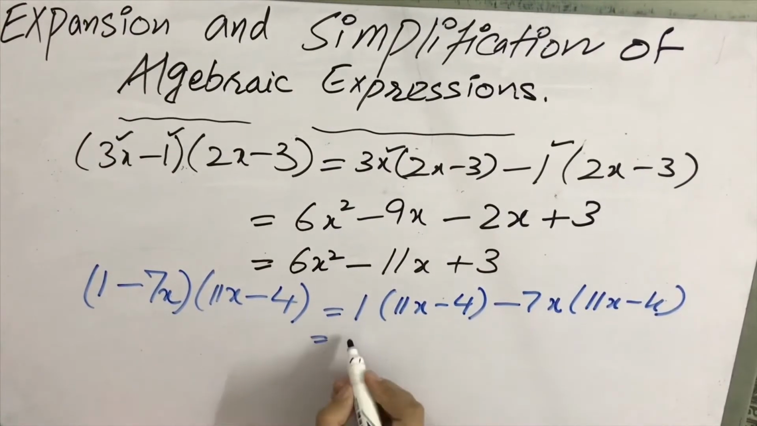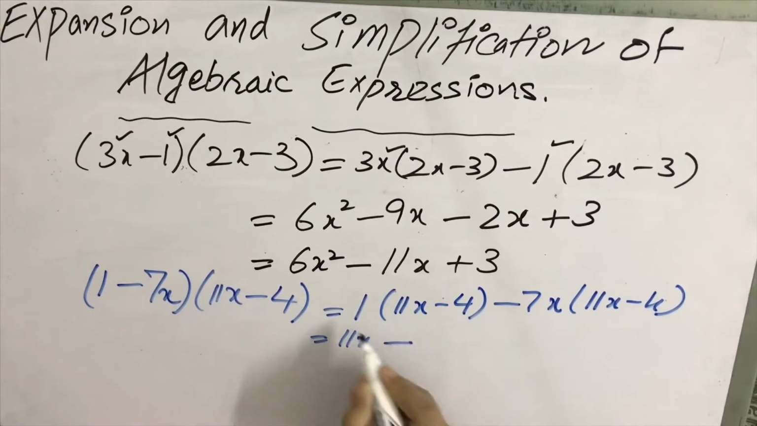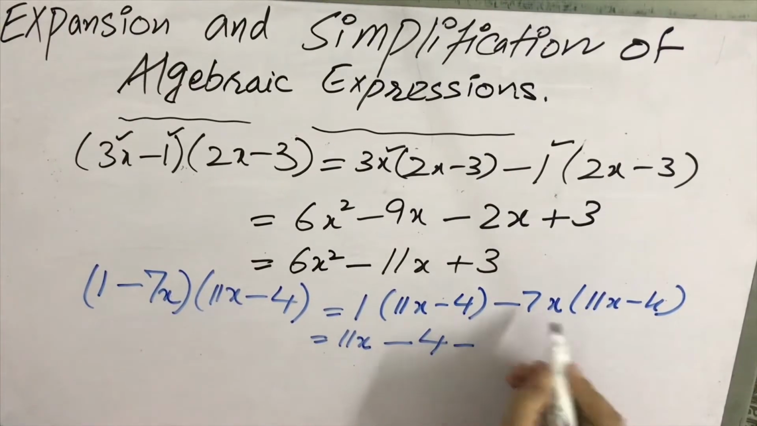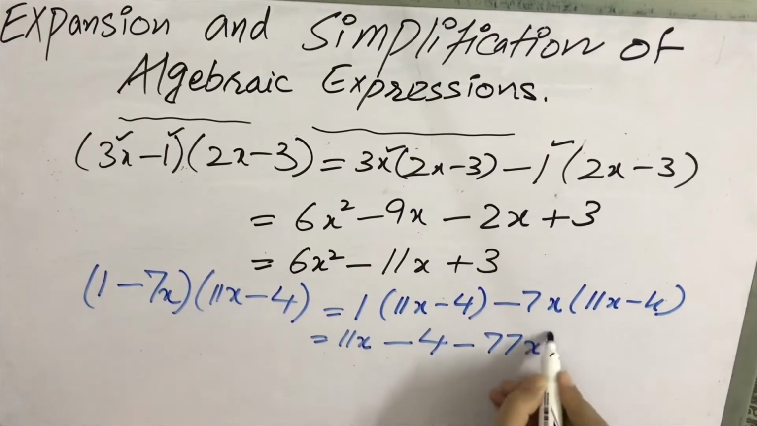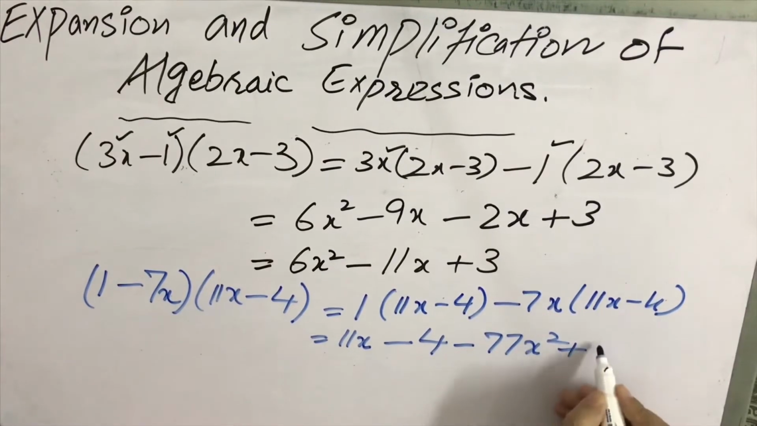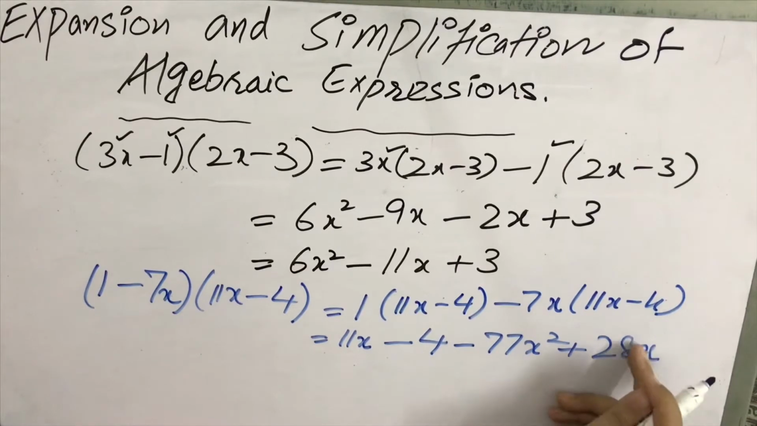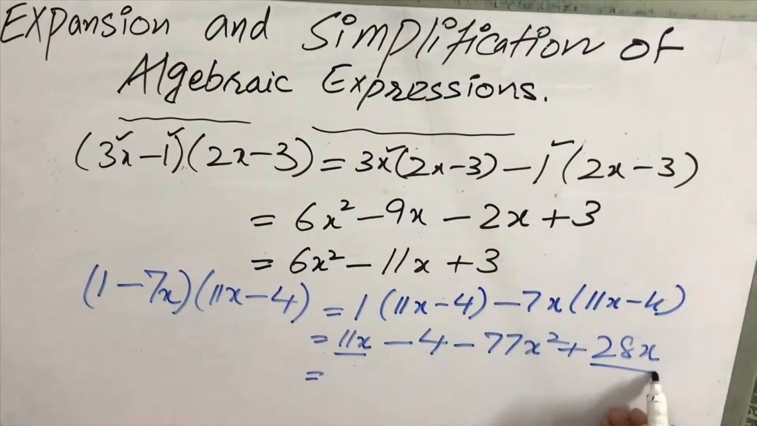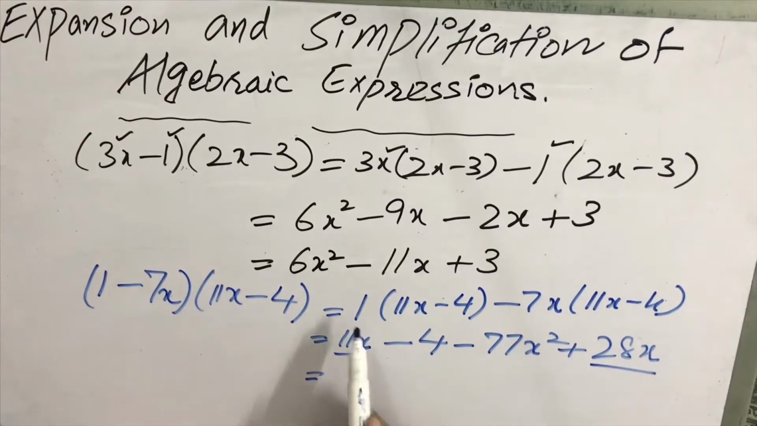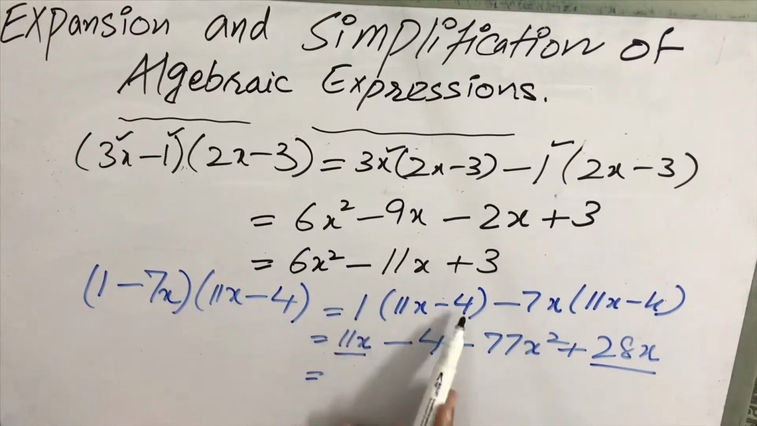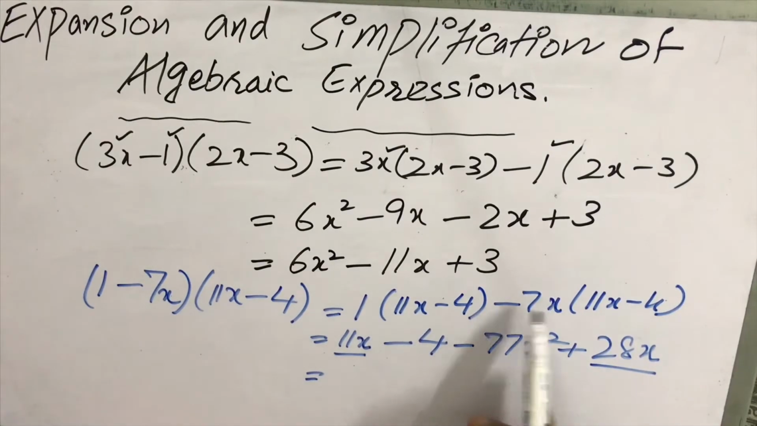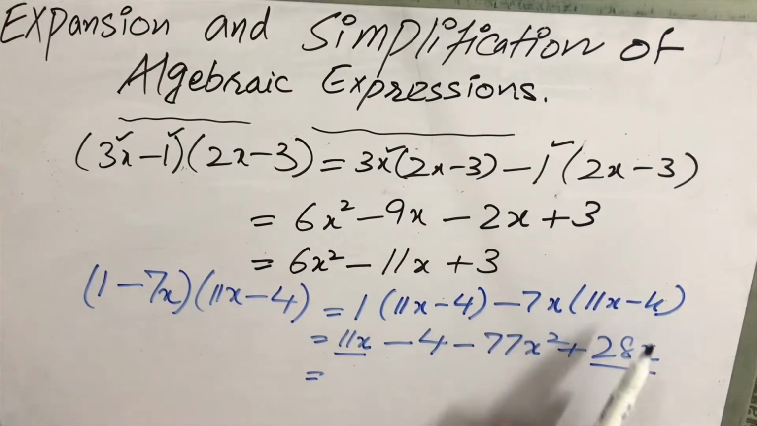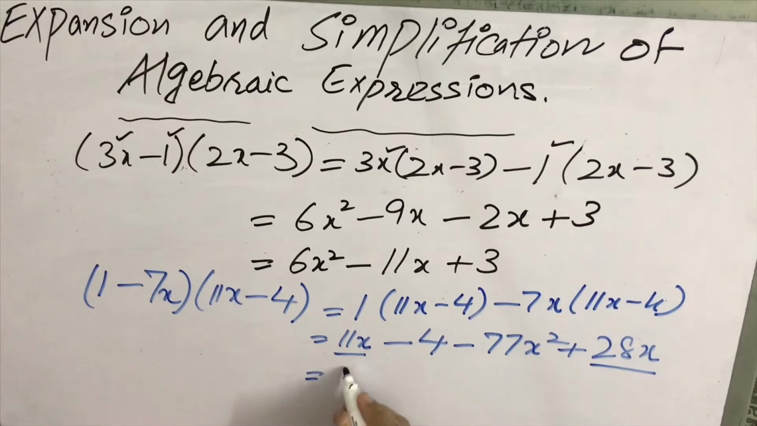11 multiply 1 is 11x, minus 4 ones are 4, minus 7 into 11 is 77x square, minus minus plus 7 4s are 28x. Now you can see there are like terms: 11x minus 4, 77x square minus, 7 4s are 28x. So basically you are going to have 11x and 28x together.